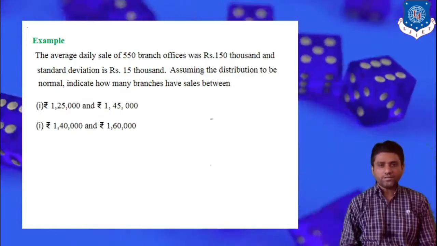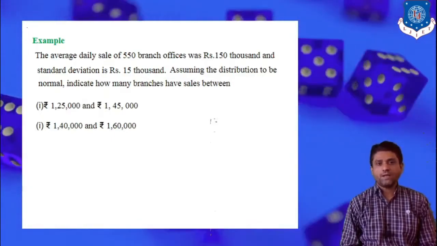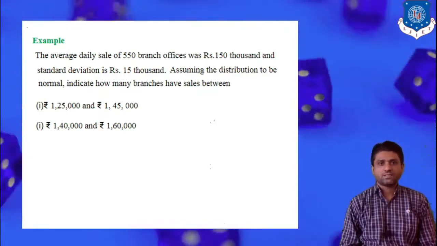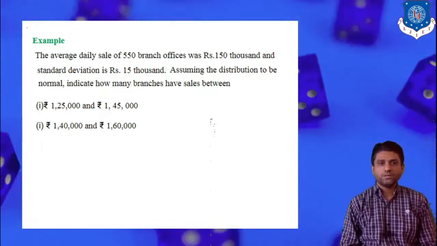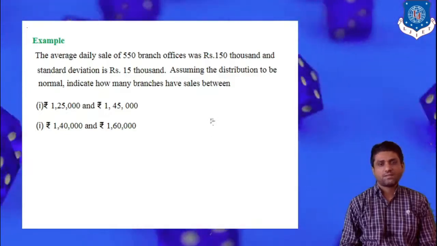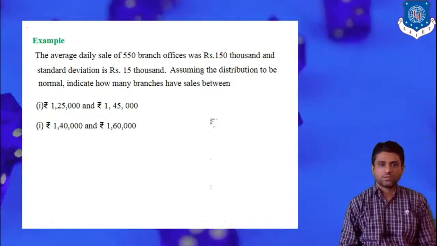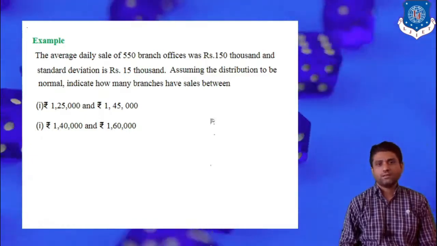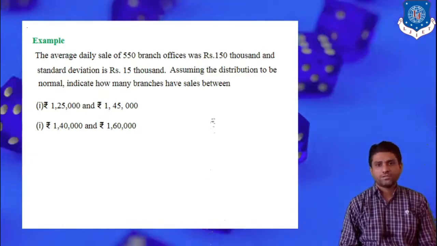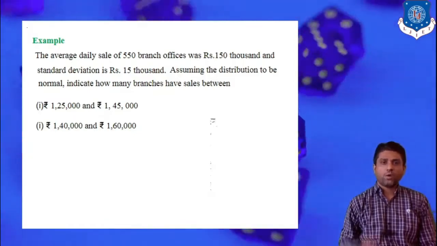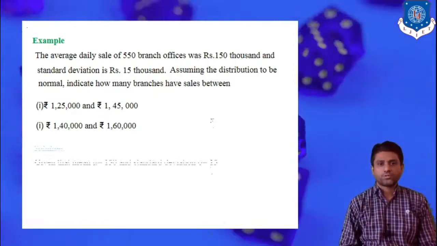So we are interested to find out how many branches have sales between this particular interval, that is 1,25,000 to 1,45,000, and the second option, 1,40,000 to 1,60,000. So one by one we have to deal with each of them. But first of all we have to collect whatever information is given in the question.